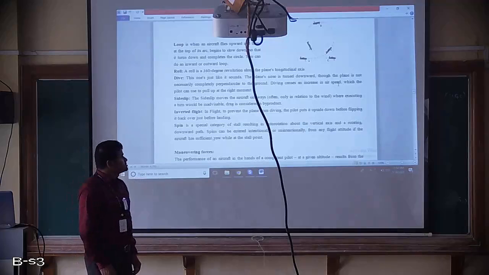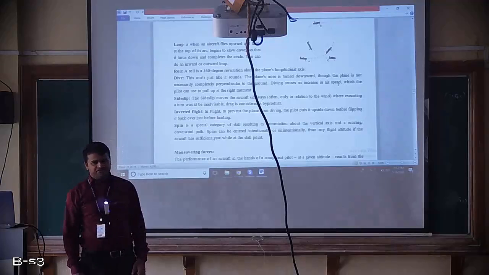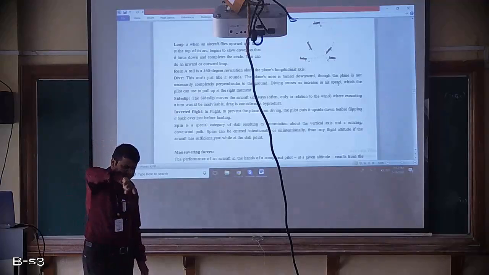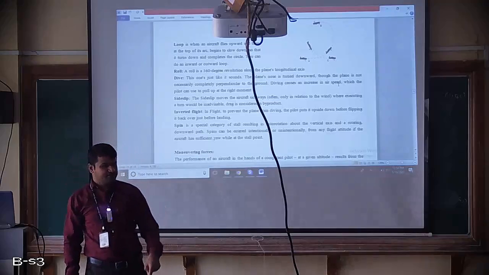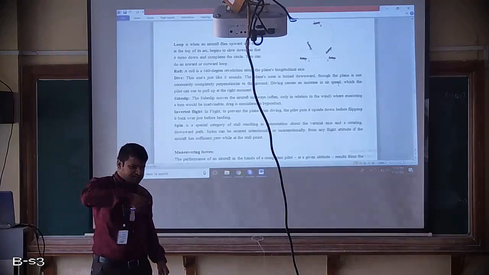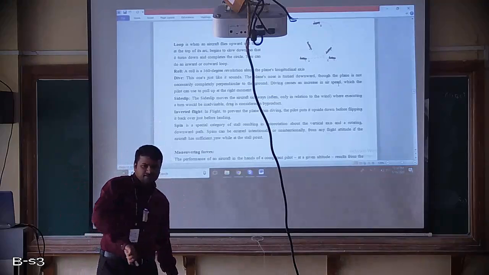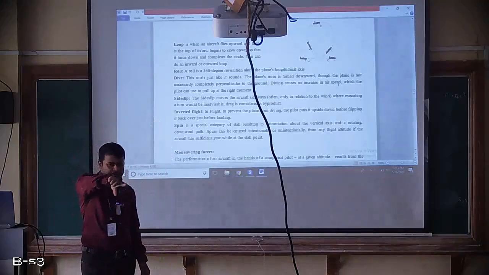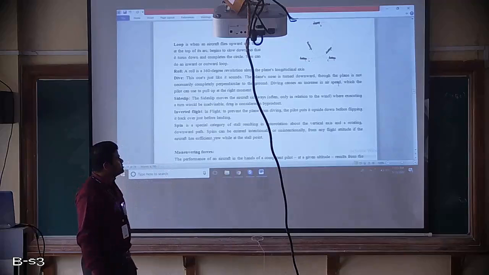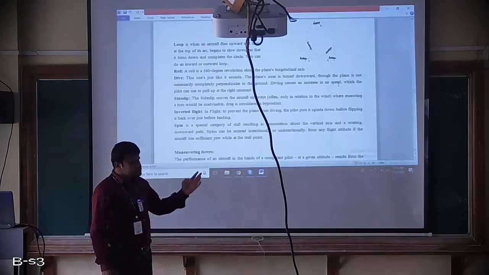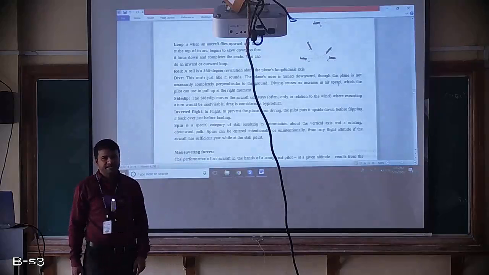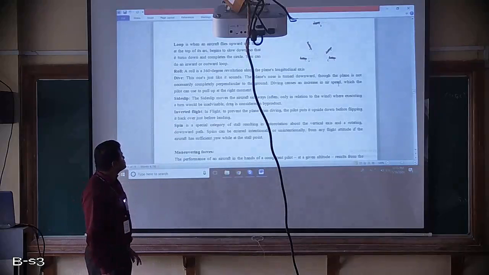Spin. Spin is another different category of maneuver. That means it starts spinning around the vertical axis. Let us say the vertical axis is there, the aircraft starts spinning around it, and finally it will come down. It can be done intentionally or unintentionally. So these are the different types of aircraft maneuvers.